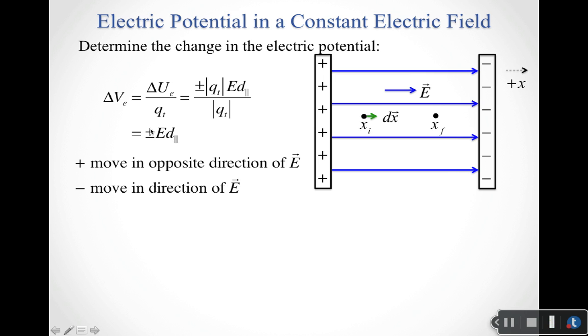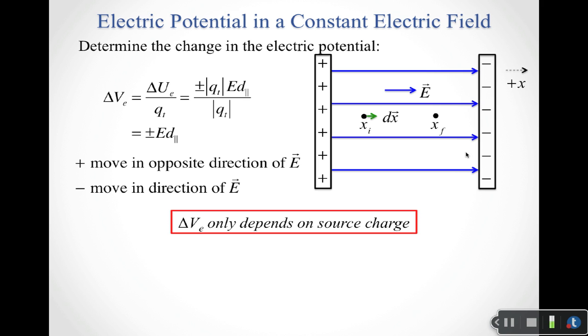And now we get to put in the right sign. And again, it's going to be positive if we move opposite the direction of the electric field, negative if we move in the direction of the electric field. If you're moving with the electric field, the potential is decreasing. If you're moving opposite the electric field, the potential is increasing. So there's a couple key things this tells us. One is, again, the change in the potential only cares about the electric field, so therefore only cares about the source charge. Doesn't care about what charge you choose to move around in it.